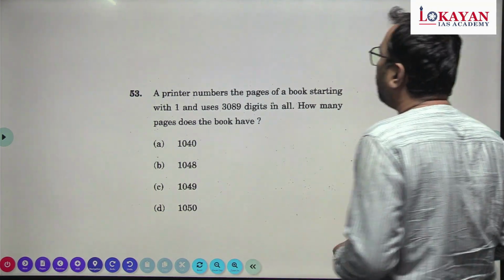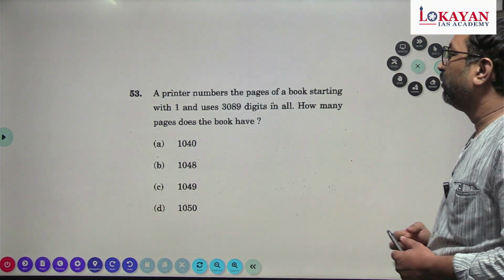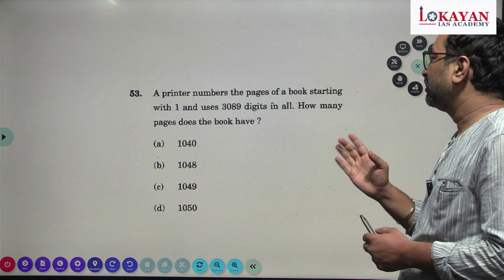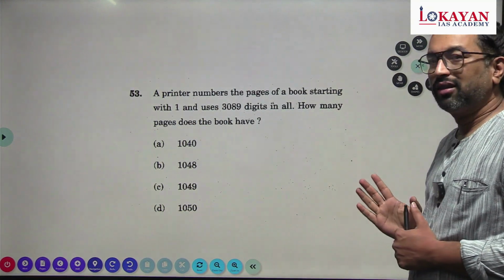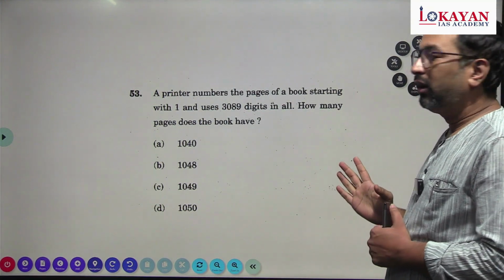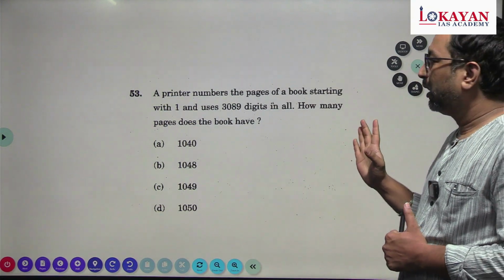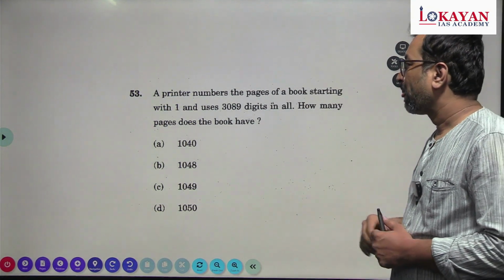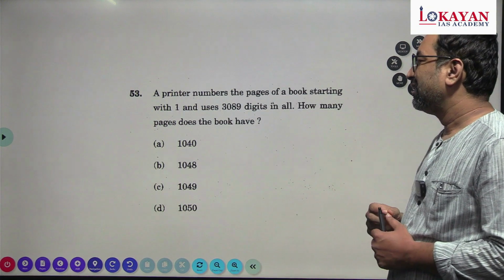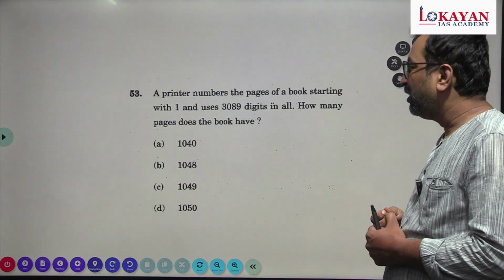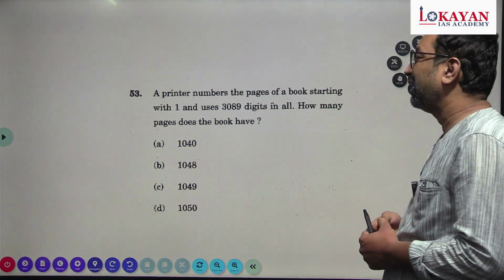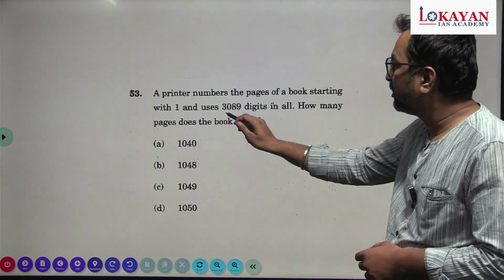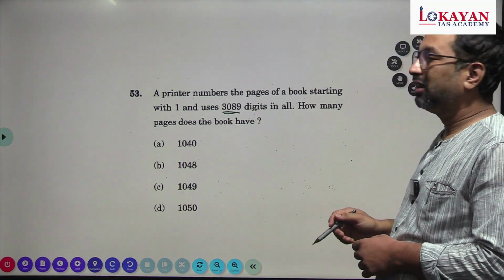A printer numbers the pages of a book starting with 1 and uses 3089 digits in all. Just carefully read the wording. Look at the wording very carefully. A printer numbers the pages of a book starting with 1 and uses 3089 digits in all. These are the digits used by the printer. These are not the page numbers.